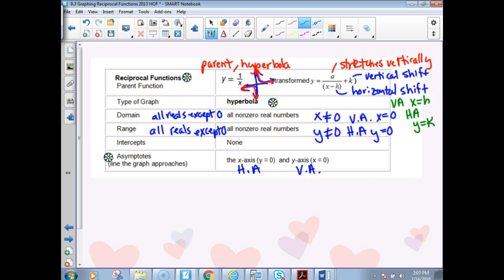Now, I thought I'd bring up, what do you think this looks like? y equals negative 1 over x.